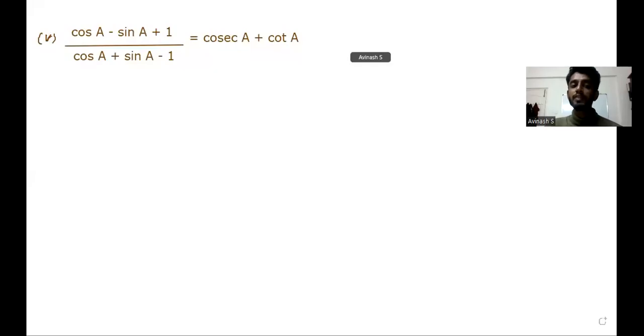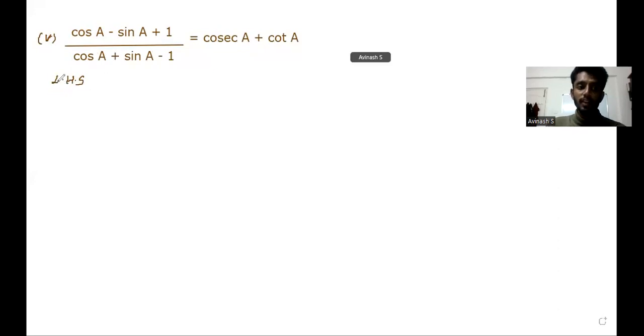Now let us look at the fifth subdivision. This is also a prove that type of question. So the left hand side is (cos A minus sin A plus 1) divided by (cos A plus sin A minus 1). The terms in the numerator and the terms in the denominator cannot be cancelled because they have plus and minus signs associated with the other terms.